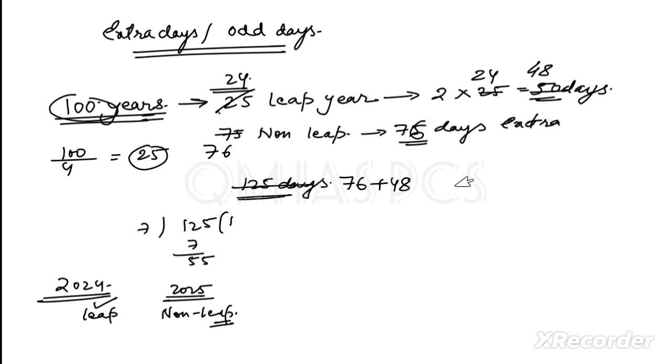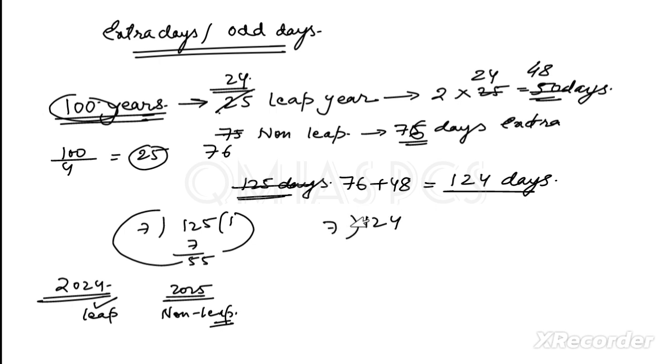Fine. So it will be 124 days. That means we have to divide by how much? 124 divided by 7. 7 times 1 is 7, then 54; 7 times 7 is 49. So we will have 5 as a remainder.